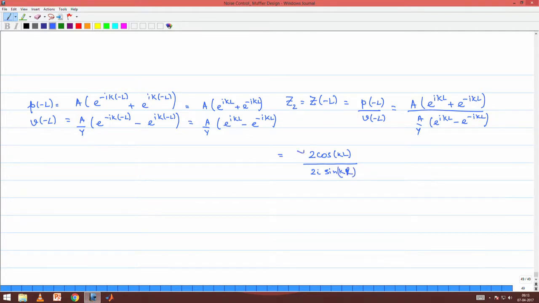and then you could put the Y on the numerator, because you have A by Y in the denominator of this fraction, and this would read as Y by i cot k L, which could also be written as minus i Y cot k L. So, the important point to note is that the impedance of the bypass line is going to be minus i Y cot k L. What is Y in this case? Y is C by S, where S is the area of cross section of the concentric chamber.